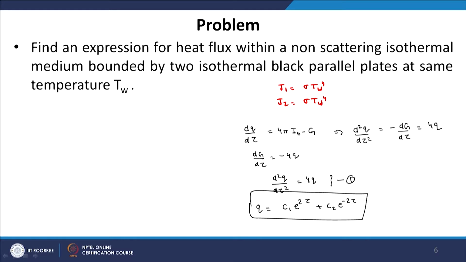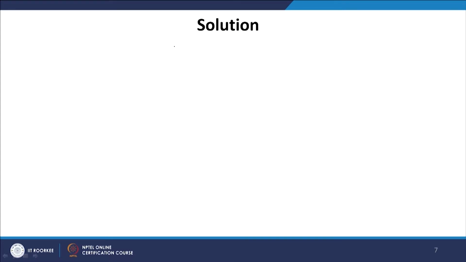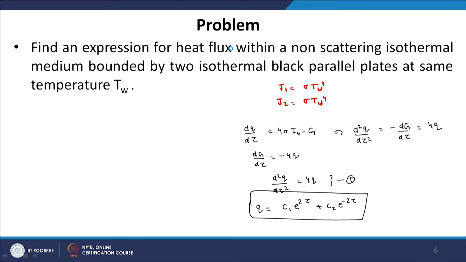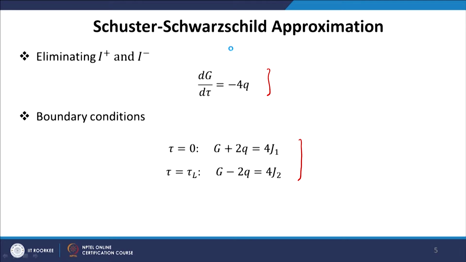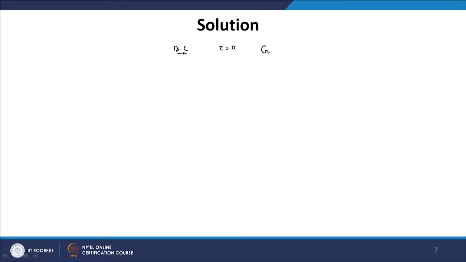So, although the medium temperature is uniform, the heat flux is not, okay, it is varying at different locations. Now, let us simplify this expression further. So, boundary conditions we apply. The boundary condition will be at tau is equal to 0. The first boundary condition was g plus 2q is equal to 4 J1, and J1 is simply sigma T power 4.